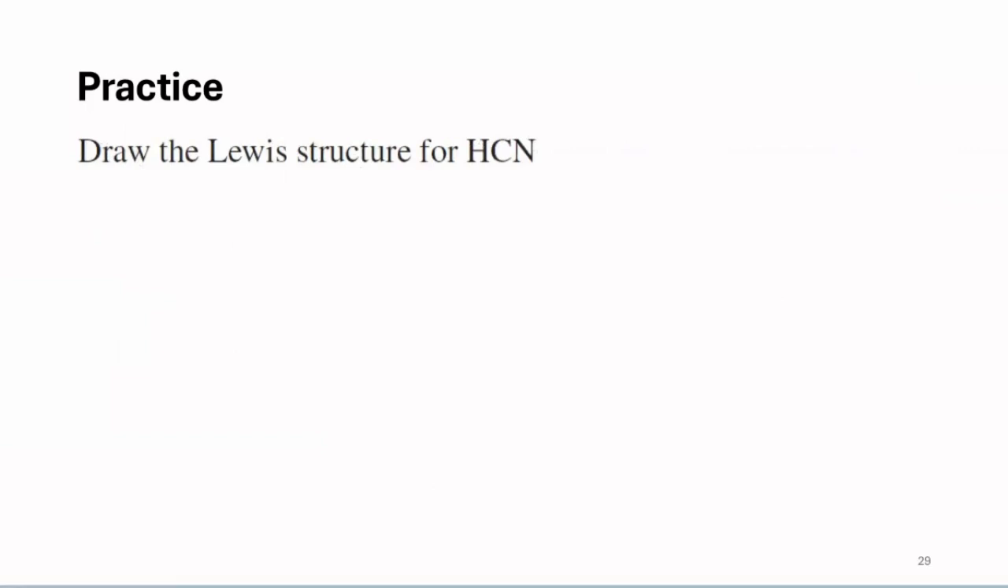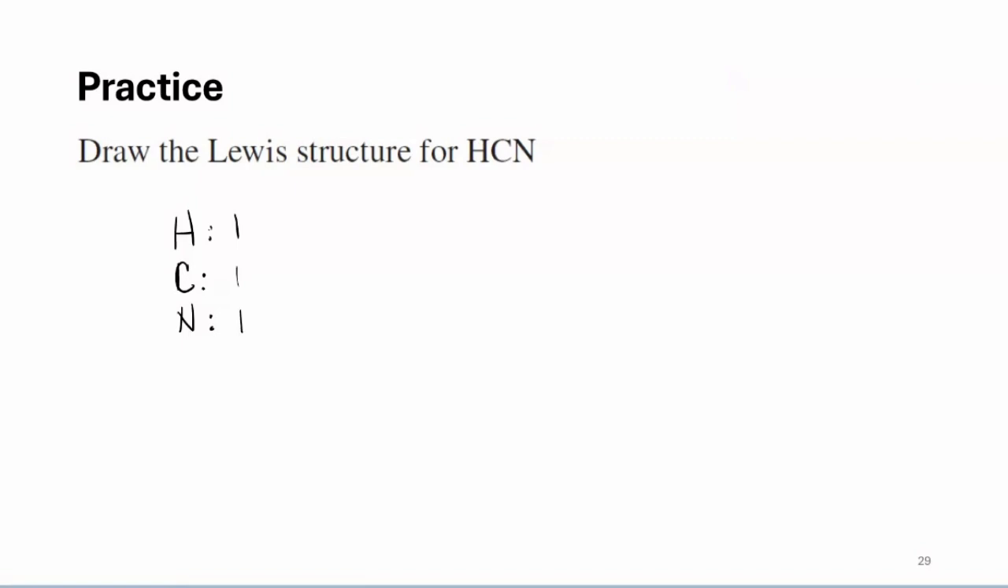Now we are going to draw the Lewis structure for the covalent compound HCN. As we learned previously, I'm going to make the list of atoms in this chemical formula. I have a hydrogen, I have a carbon, I have a nitrogen. Since I don't see any subscripts, that means that I have one of each.